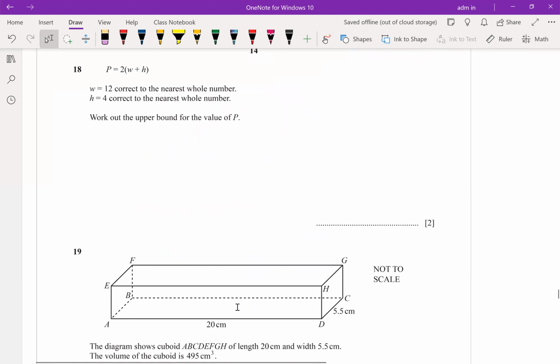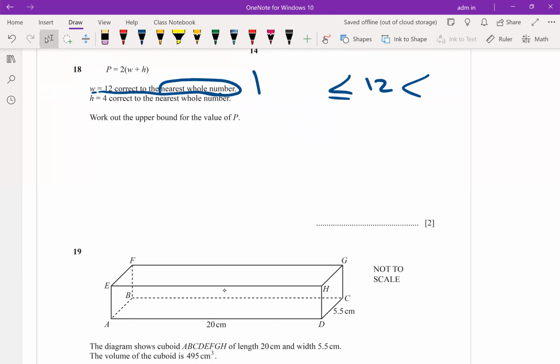P equals 2 multiplied by W plus H, the perimeter of a rectangle: length plus width multiplied by 2. W is 12 correct to the nearest whole number. Limits of accuracy: how to get the limits of 12? When it's written to the nearest whole number, it means whole 1, so plus or minus 1 divided by 2, which is 0.5. So the limits are 11.5 and 12.5.